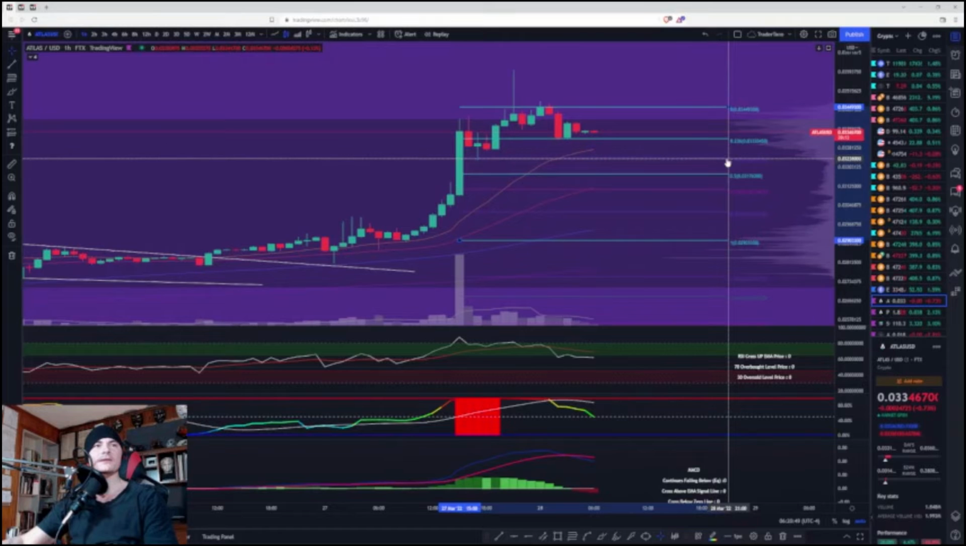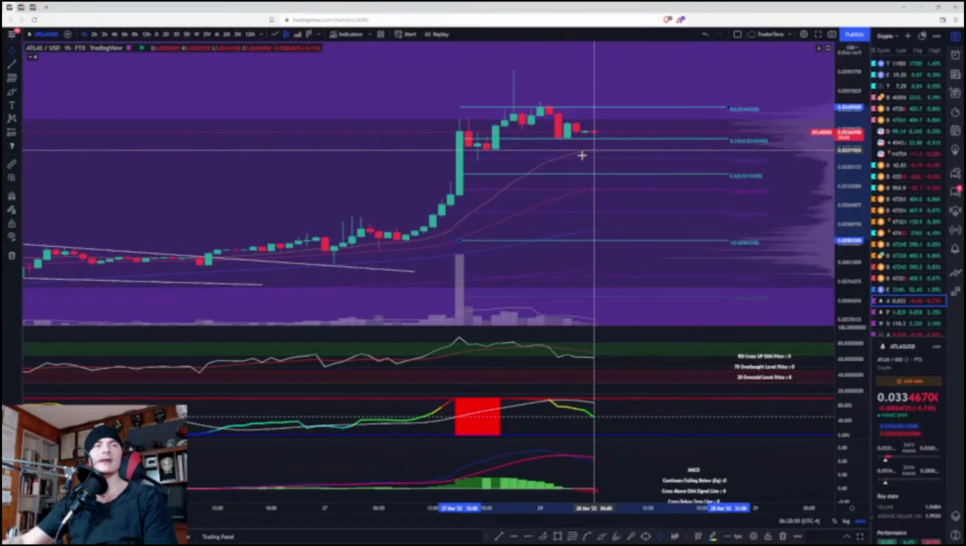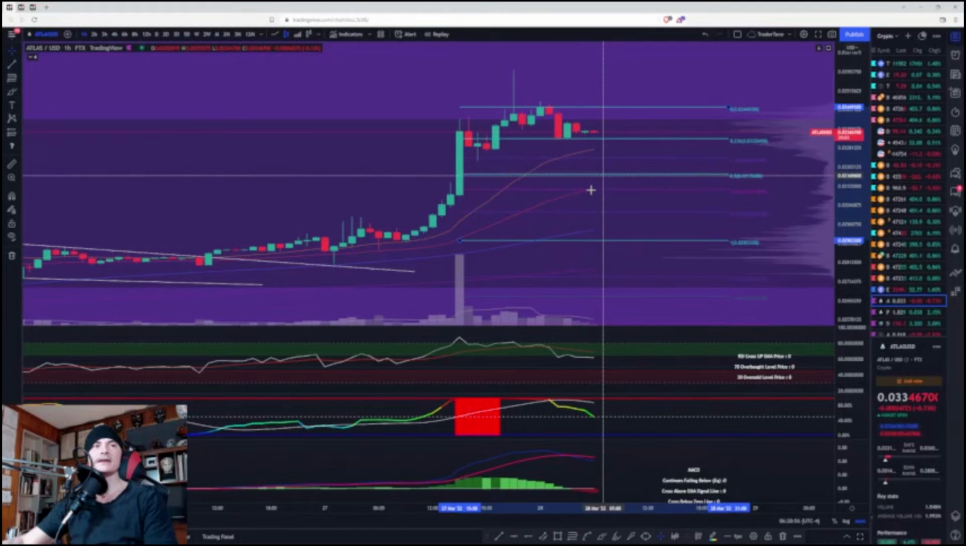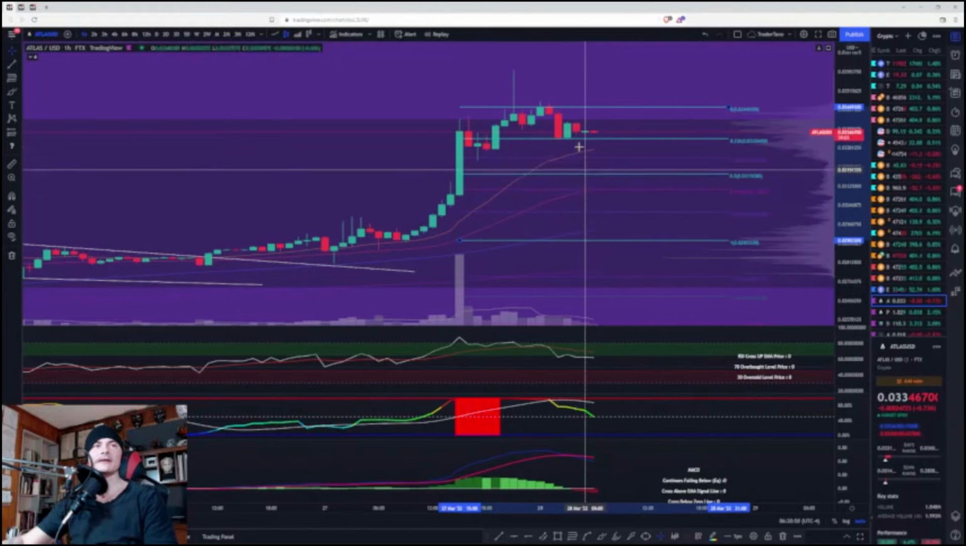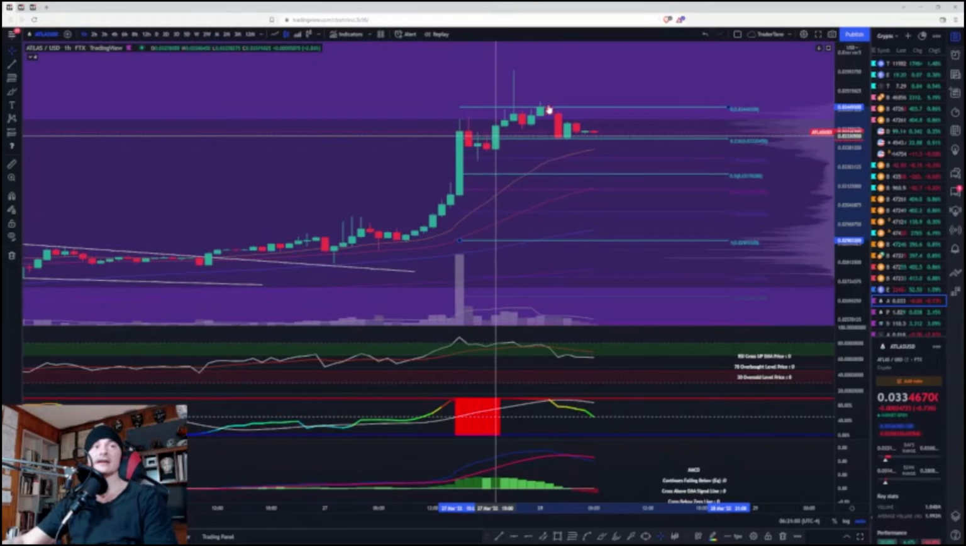Okay, so the 382 would be basically right around the 21. The 618 would be right around the 50. So this would be your light pullback. This would be your deeper pullback. So that's what I am expecting. Another BART, just like kind of like Bitcoin.